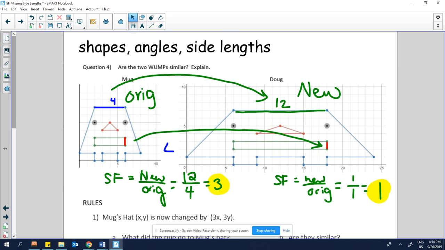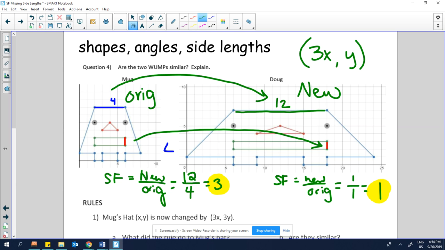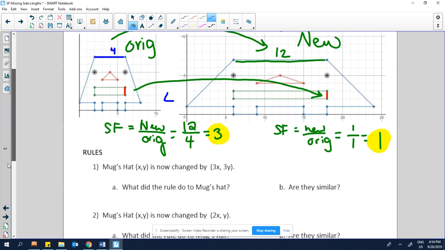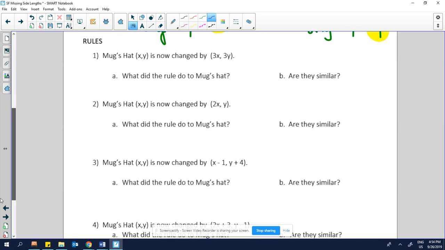No. I could write a rule for this, but it is not going to be a similar rule. He got 3 times wider, but he stayed the same height. So 1 times taller, or just y. 1y or just y. All right, now we're going to look at those rules.